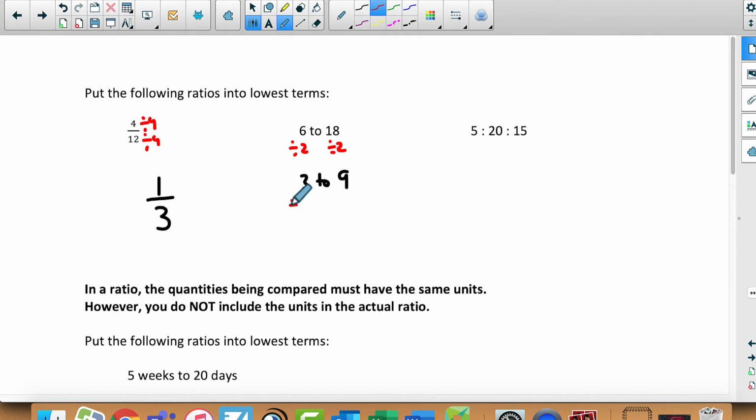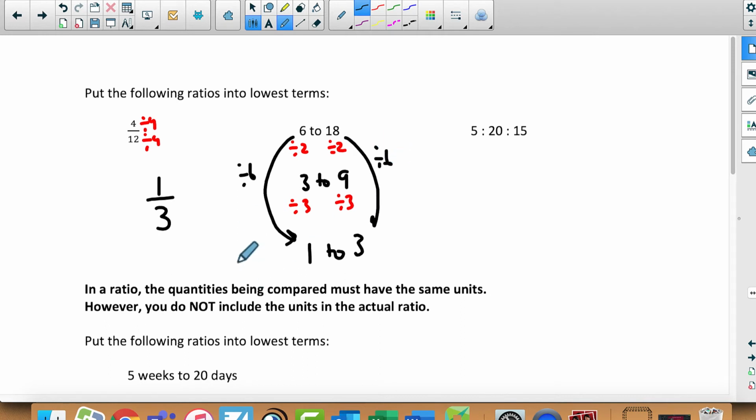I can still divide them both by 3. And if you divide them both by 3, you'll get 3 divided by 3 is 1, and 9 divided by 3 is 3. Oh, what do you know? It's the same fraction, same ratio, sorry, that we got in the first one. Of course, I could have gone straight from the 6 right to the 1 by dividing by 6, and from the 18 to the 3, divide by 6. But you don't have to do it in just one step. You can take 2 steps or 3 steps, whatever it takes to get to lowest terms.